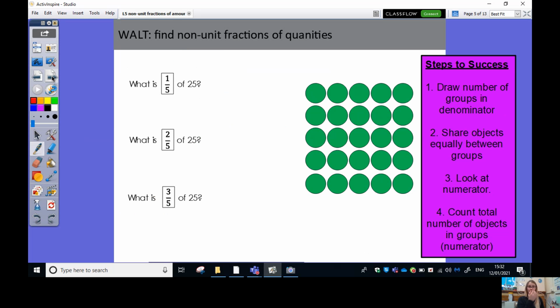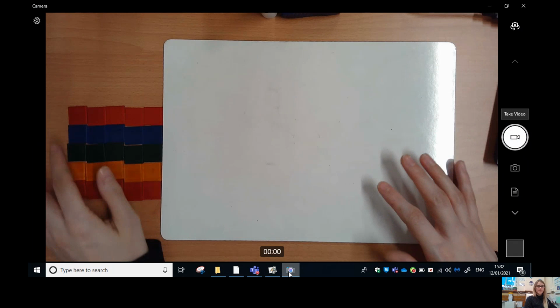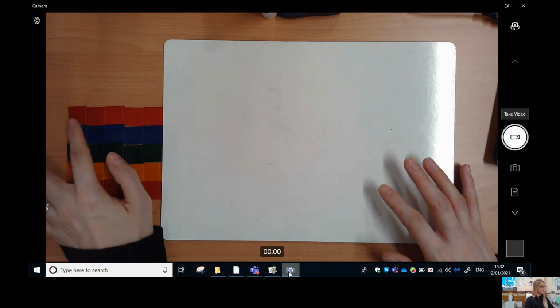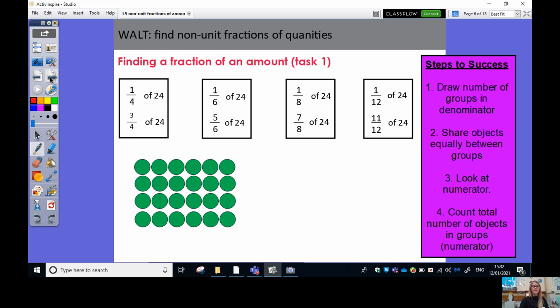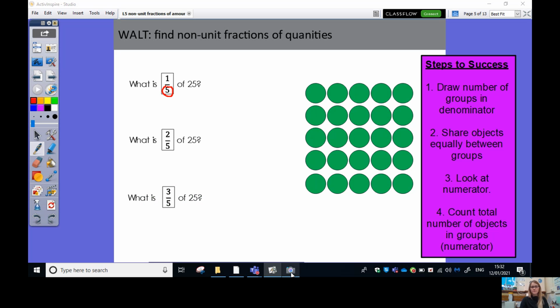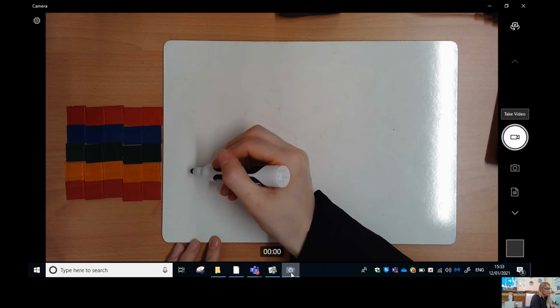Right, let's look at another example together. So we're going to find 1/5, 2/5, and 3/5 of 25. So I've got my 25 counters here. 5, 10, 15, 20, 25. So if I pop back onto my question, I need to remember I'm looking at the denominator, which is 5, to know how many groups I need to share equally between. So I need 5 groups.